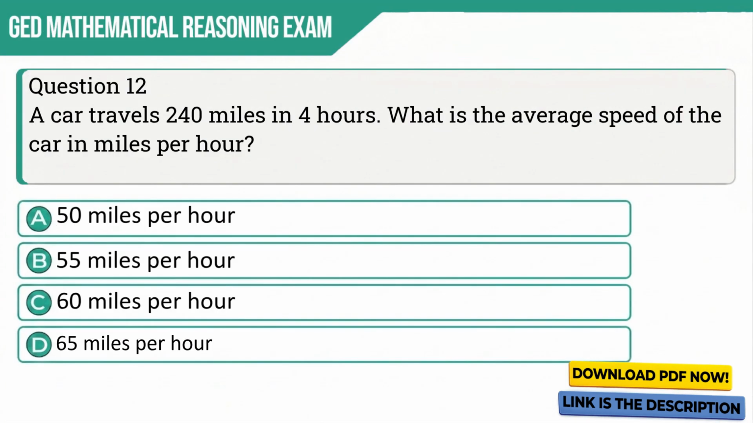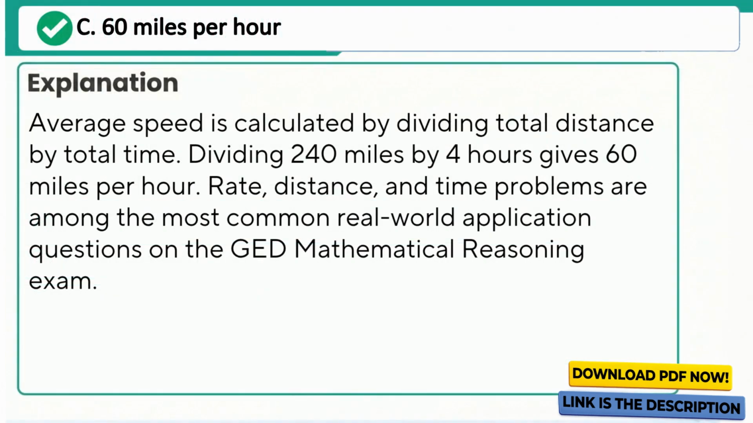Question 12. A car travels 240 miles in 4 hours. What is the average speed of the car in miles per hour? A. 50 miles per hour. B. 55 miles per hour. C. 60 miles per hour. D. 65 miles per hour. Correct answer, C. 60 miles per hour.